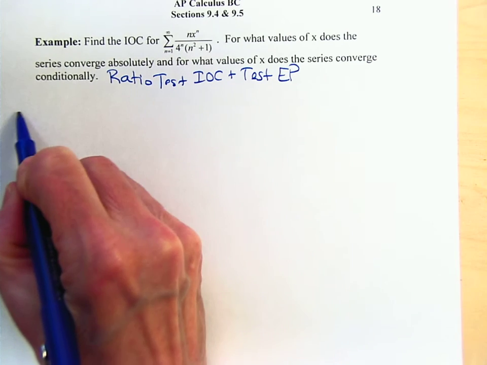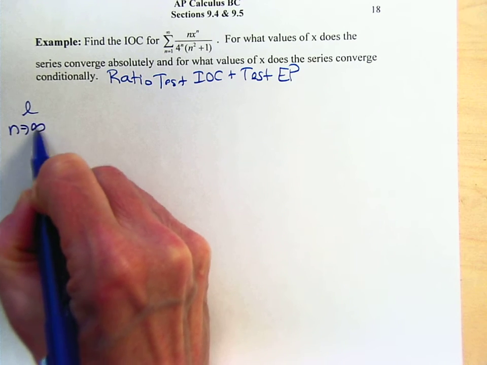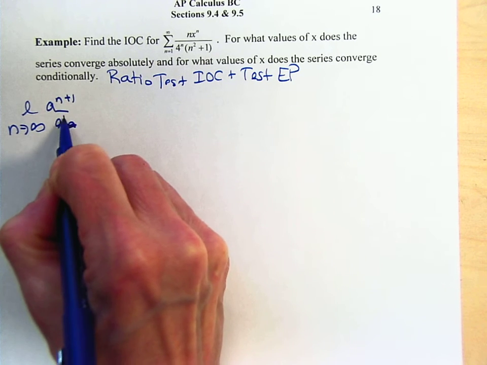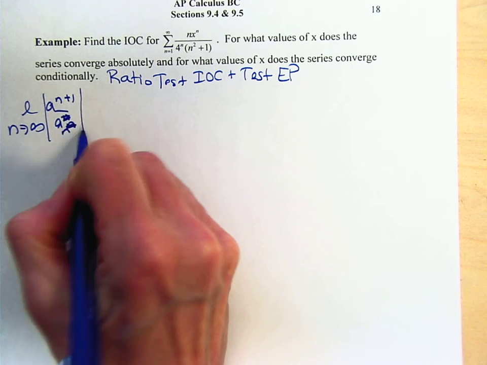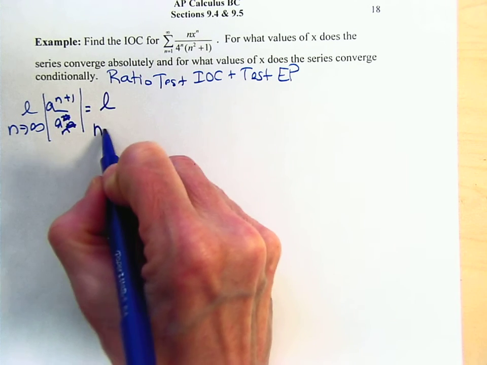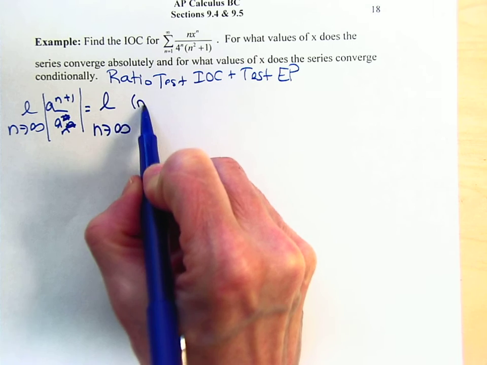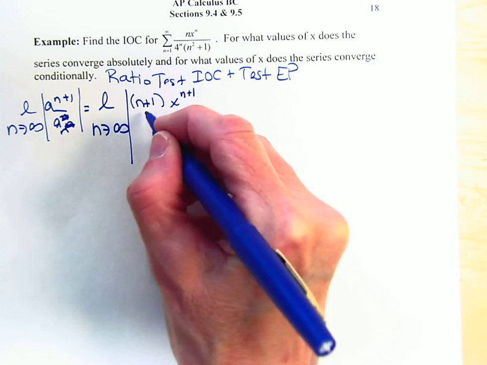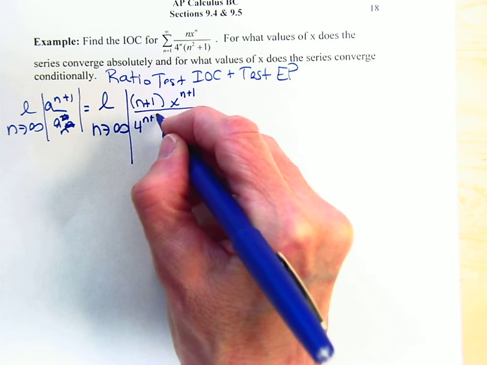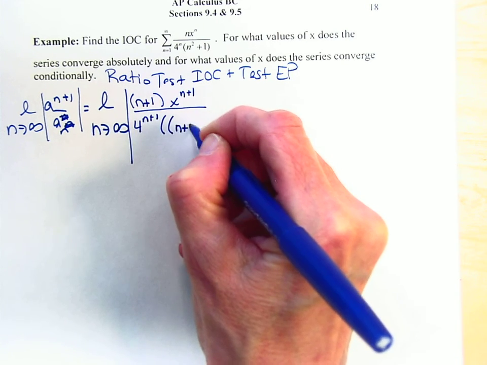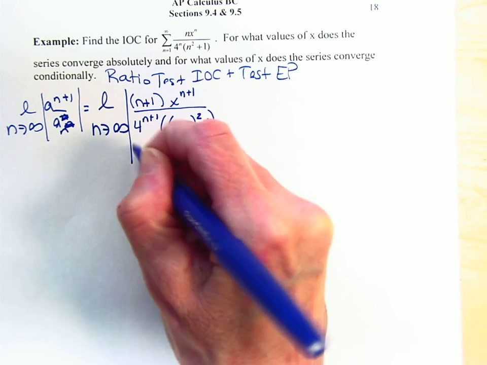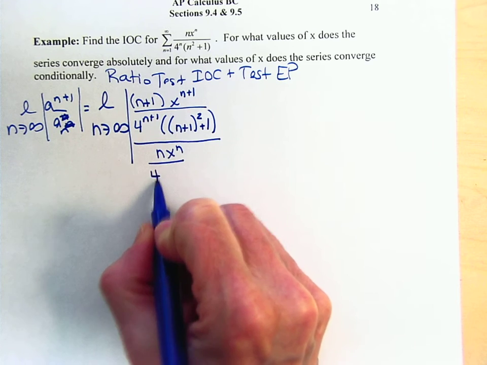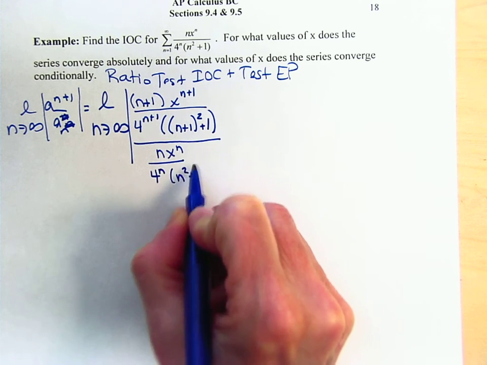Okay, so higher levels of complication this time. Our series is a little bit more complicated. So everywhere we replace n with n plus 1. So n plus 1, x to the n plus 1 over 4 to the n plus 1. And then we have to be careful here. n plus 1 squared plus 1 divided by n x to the n all over 4 to the n squared plus 1.